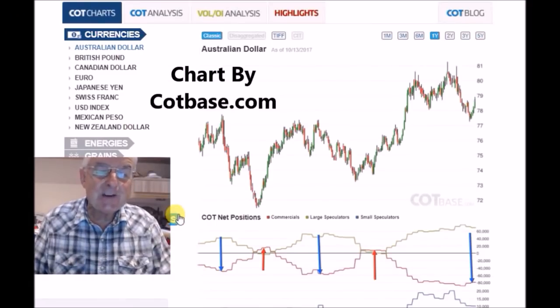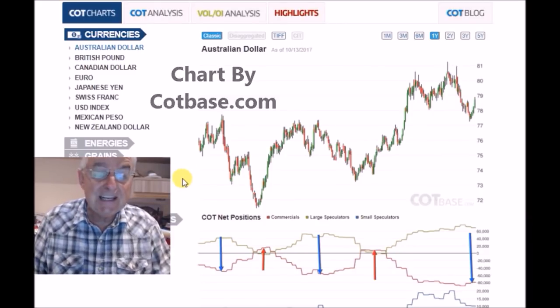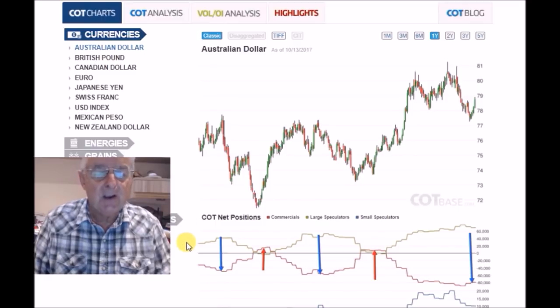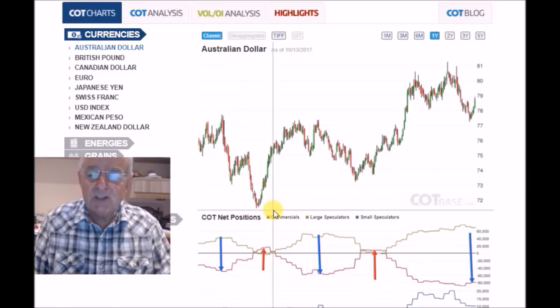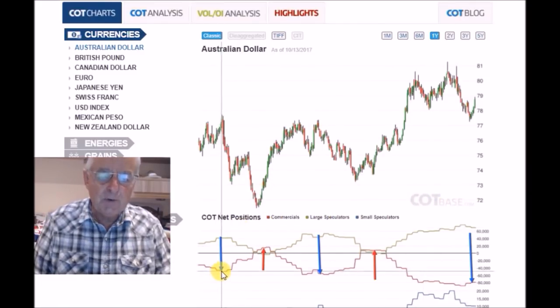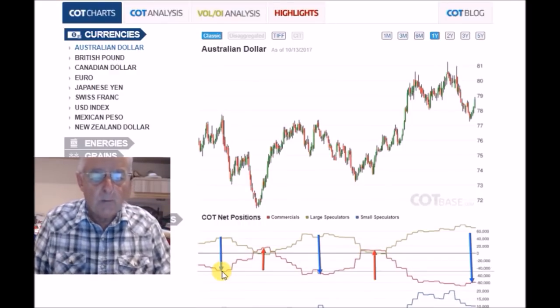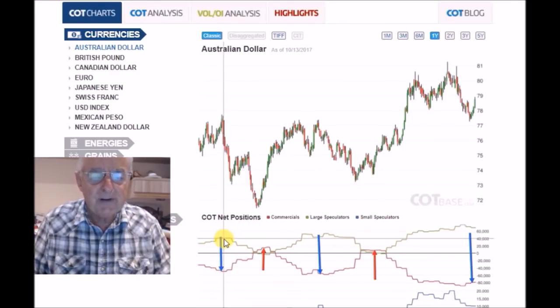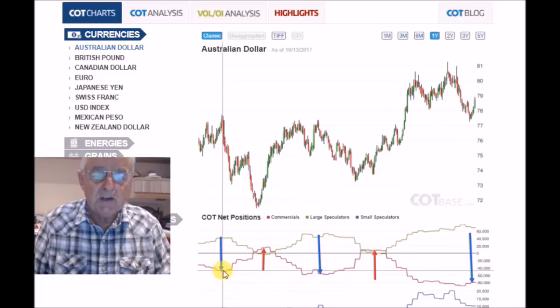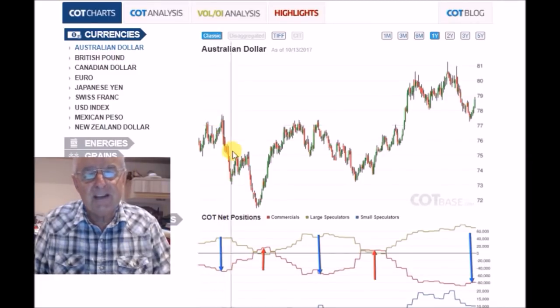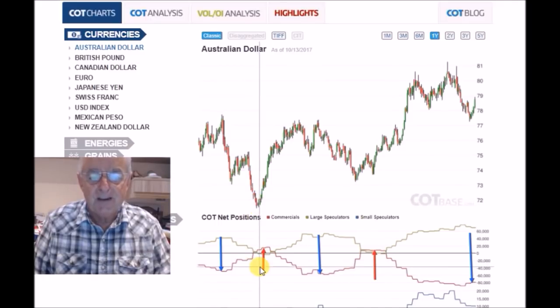Here we have a graph of the positions over 52 weeks, that's a year, for the commitment of traders of the commercials and non-commercials. This is for the Australian dollar, and this chart is produced by COTbase.com. You can see here where we got to a low position with the commercials, and we're completely opposite to the speculators, who've got a long position, so we're short. You can see we had a big drop off in the price of the Australian dollar.